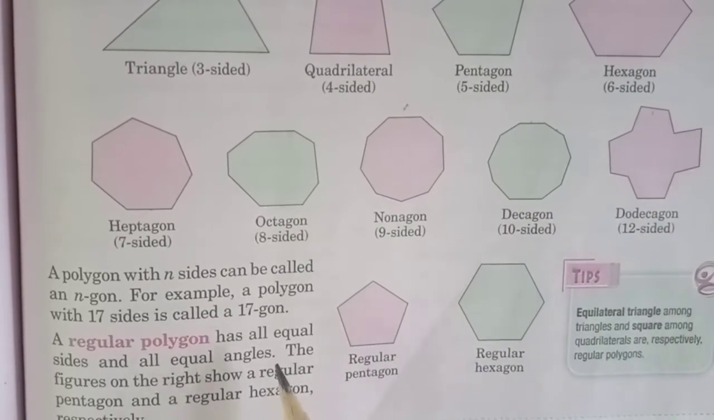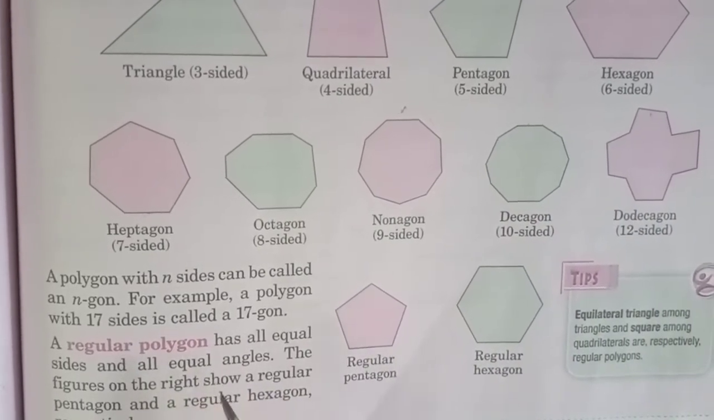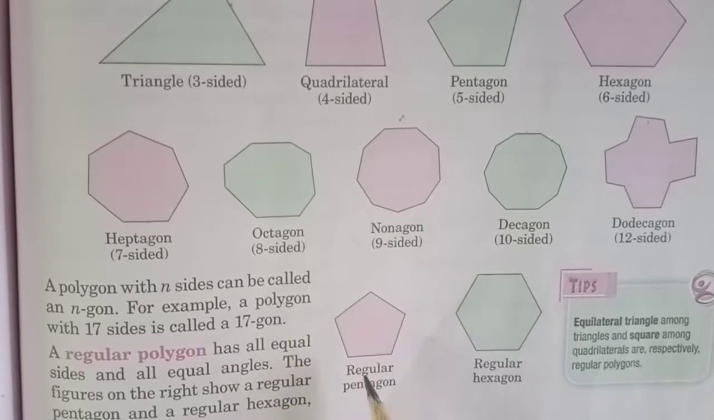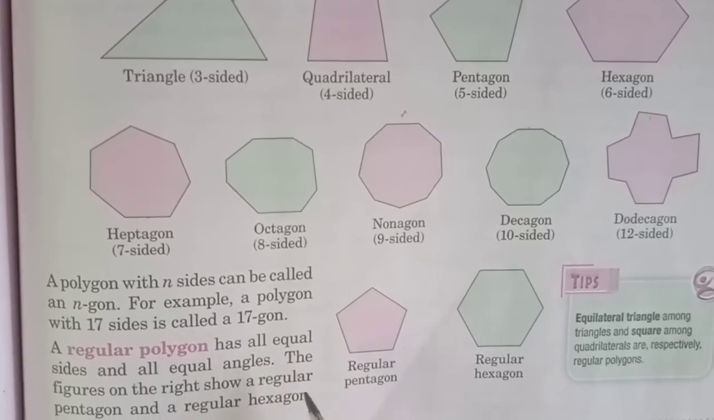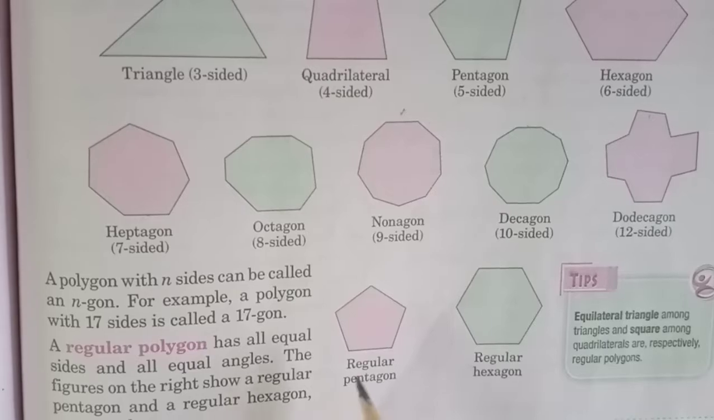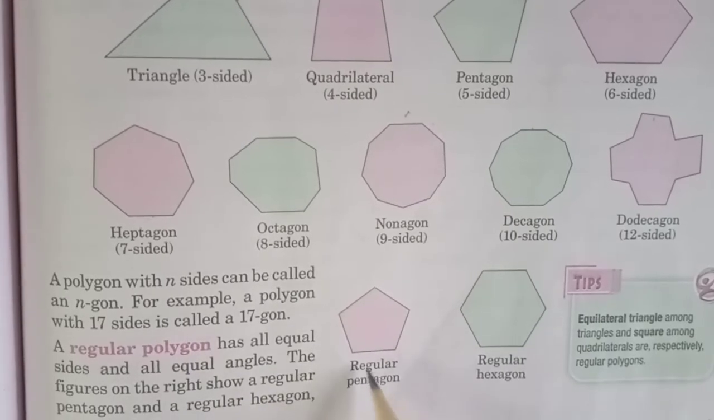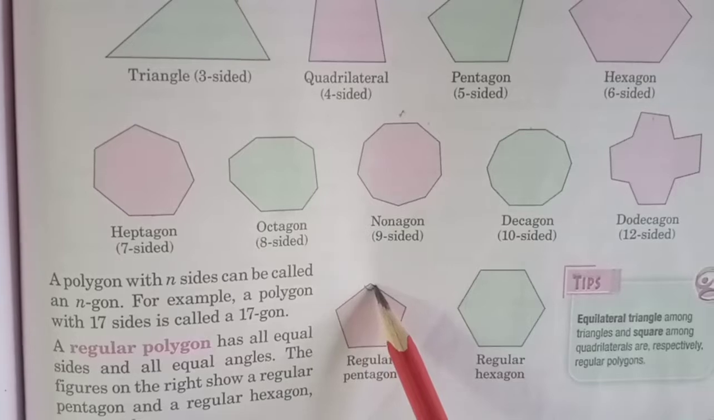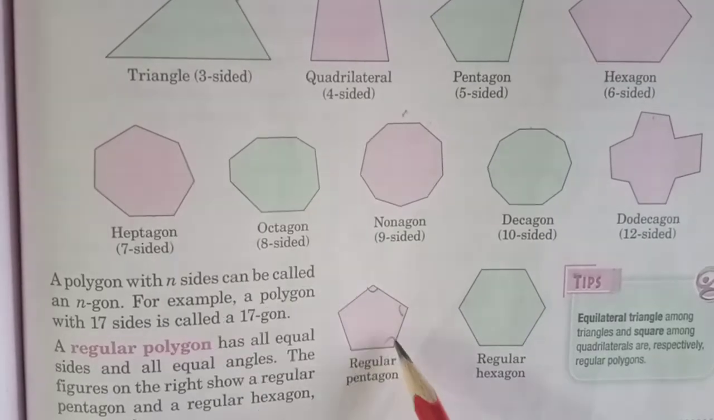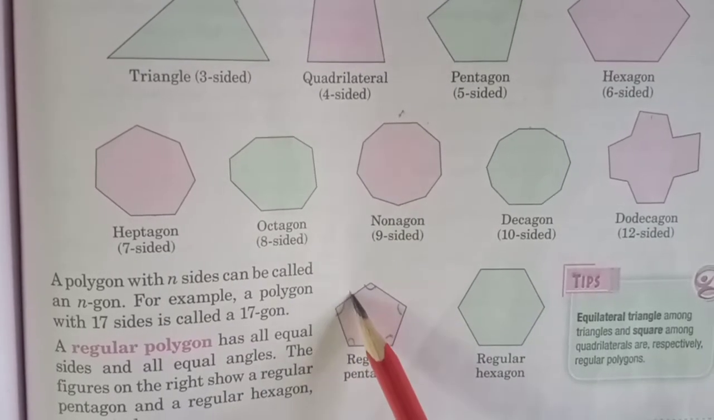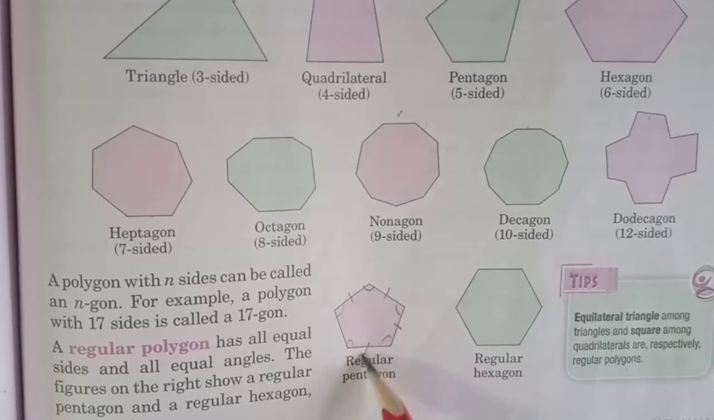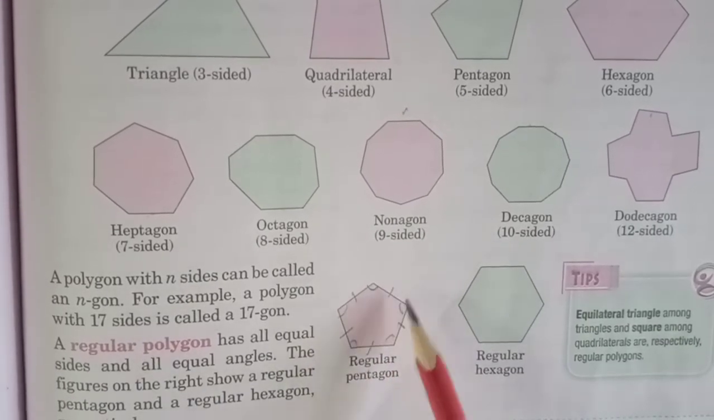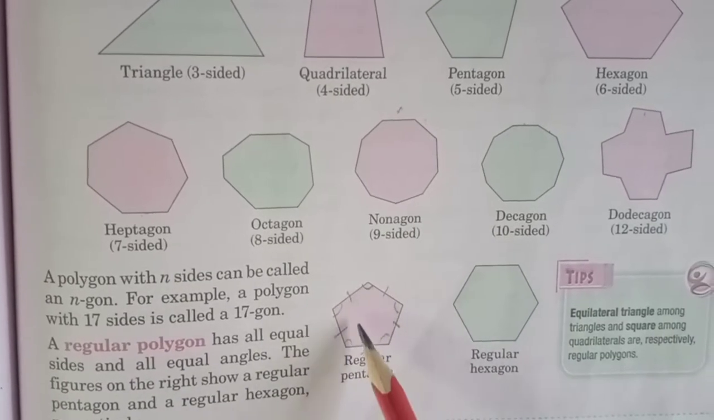Next, we shall discuss regular polygon. Regular polygon means if the sides and angles of a polygon are equal, then the polygon is known as a regular polygon. This is an example of a regular pentagon. It's a pentagon, but all the angles and sides of this polygon are equal. So 5 sides and 5 angles are equal. So this polygon is known as a regular pentagon.